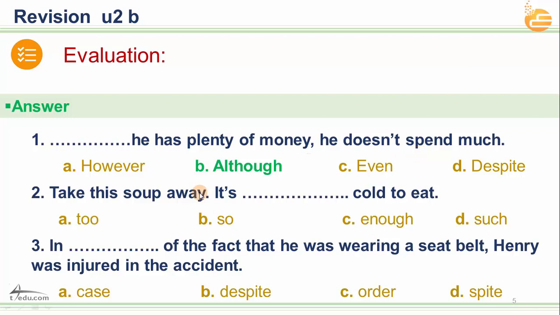Number 2, also we have 4 options: A, B, C, D. Take this soup away. It's too cold to eat, or it's so cold to eat, or it's not enough to eat, or it's such cold to eat. You can't eat a cold soup, so take it away. It is too cold to eat. Most people start their meal with a hot soup, not a cold soup.